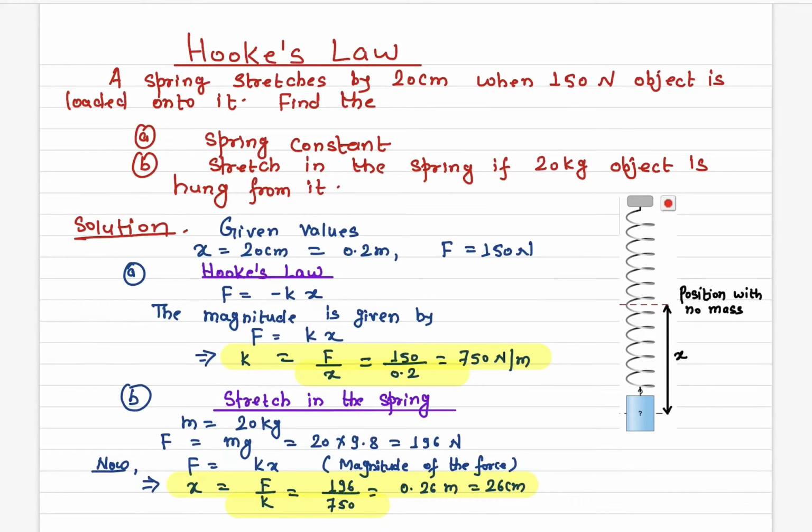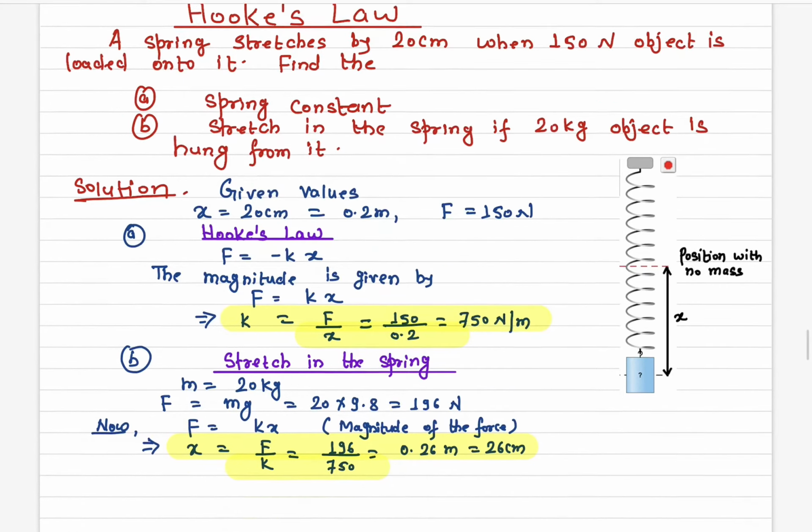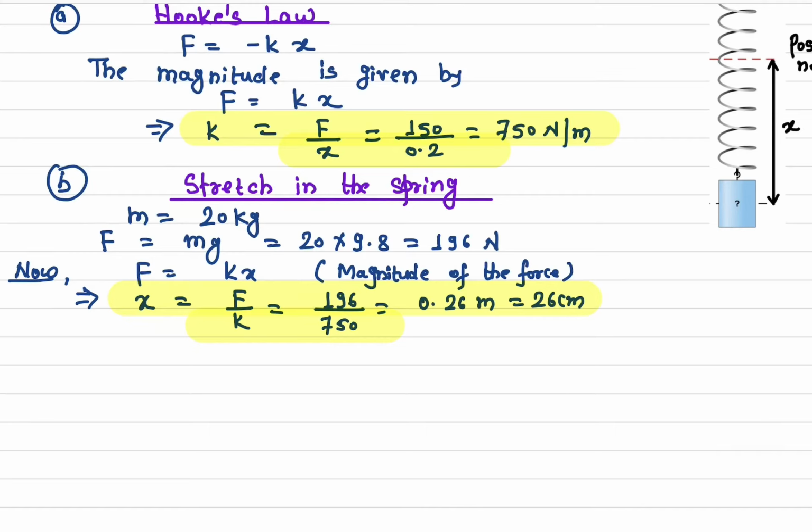The second part is asking: what is the stretch in the spring if a 20 kilogram object is hung from it? So now we are given a different mass. How much will be the elongation in the spring? So let's calculate this one. The first thing we need to calculate is the weight of the 20 kilogram object. The weight, or the force, is equal to m times g. The mass is 20 kilogram, g is 9.8. So the force we are applying is now 196 Newton.